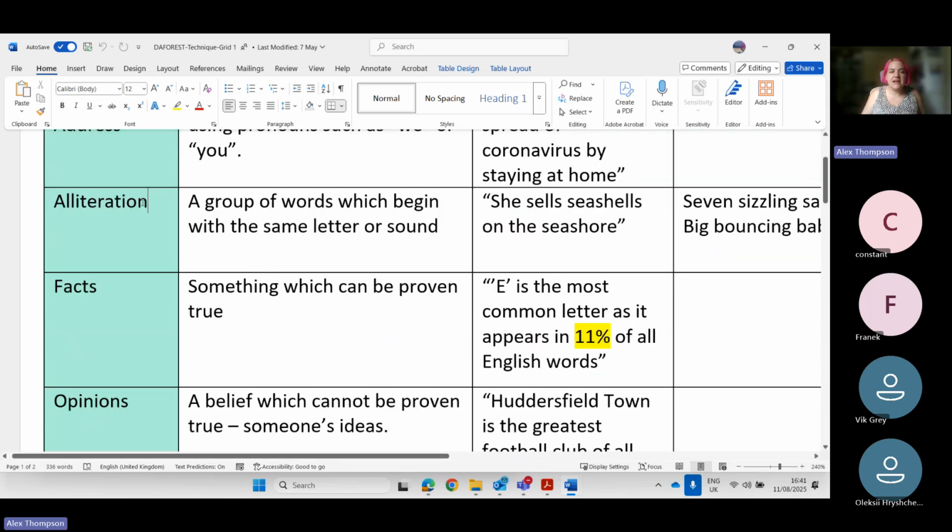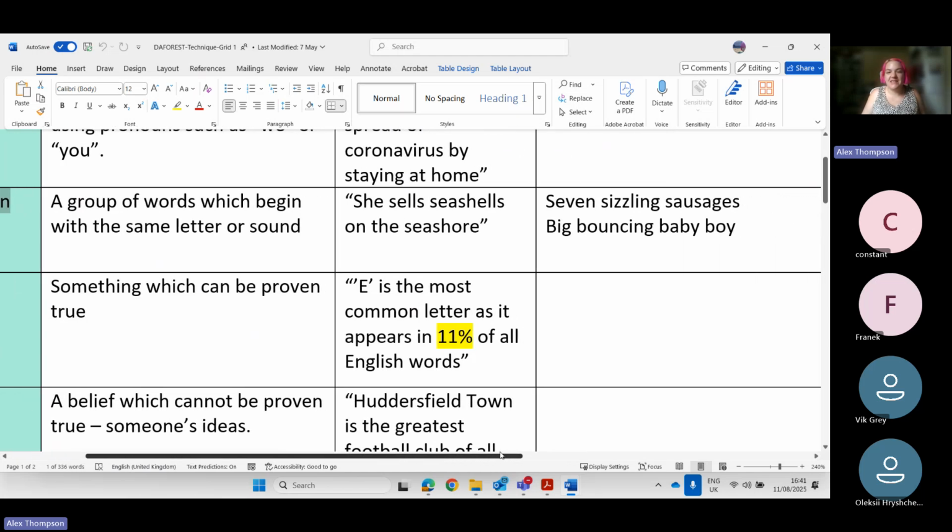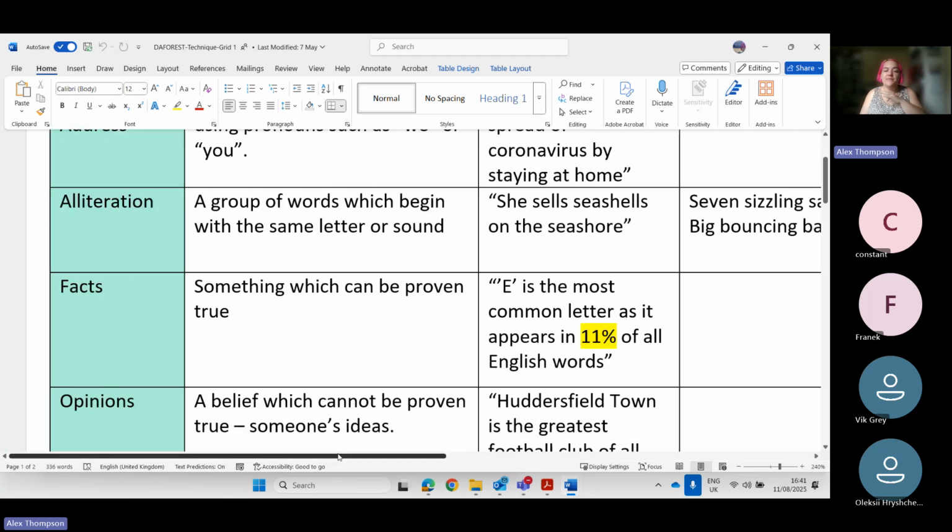We mentioned using alliteration in our headline. So the examples here, oh goodness, she sells sea shells on the sea shore. Say tongue twister, but it's a perfect example. Same as seven sizzling sausages or a big bouncing baby boy. These are all examples where we have words that are all related and make sense together, but we repeat that same sound. Gives it a good rhythm.